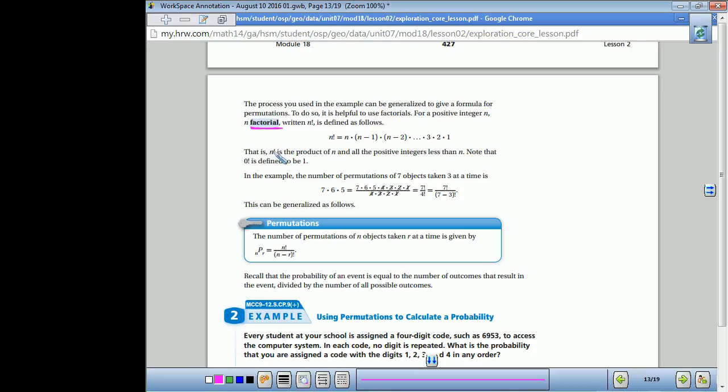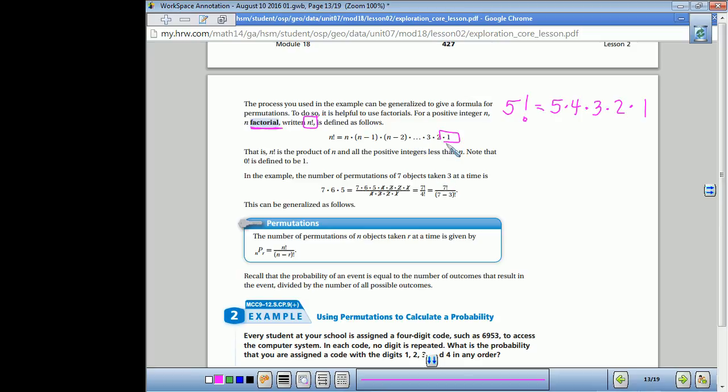Factorial. It is so exciting that they use the exclamation point to mean factorial. Nobody laughed. All right, so if I gave you this problem, 5 factorial, what does that mean? It means 5 times 4 times 3 times 2 times 1. It's this number times every number less than it until we get to 1.